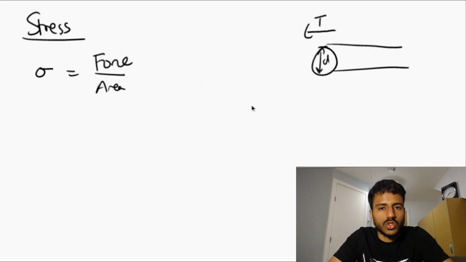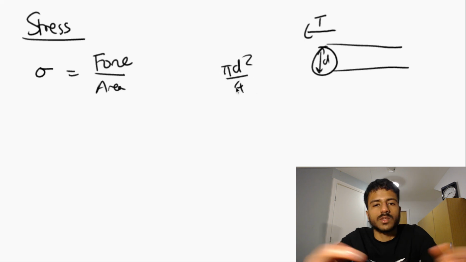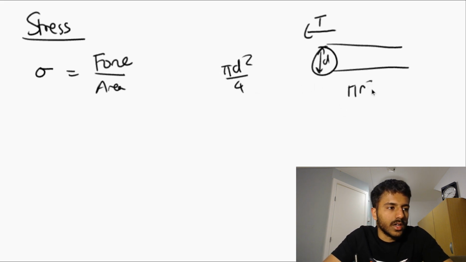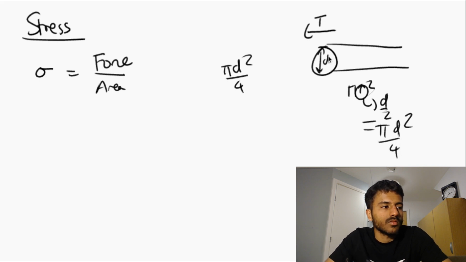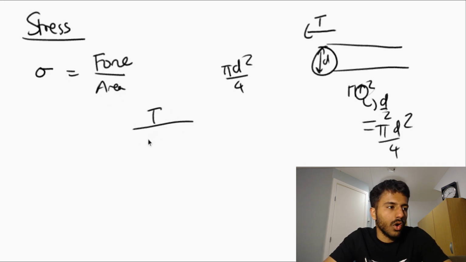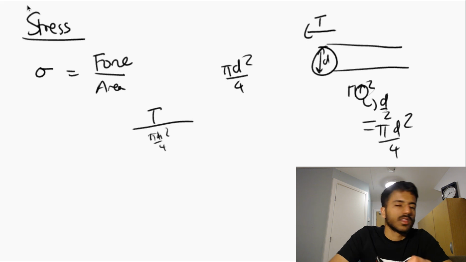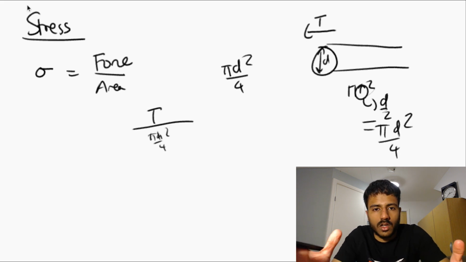Well, then the force over the area, well, the area is pi d squared over 4. This is because the area of a circle is pi r squared, and r is equal to d over 2, so that's equal to pi d squared over 4. So your sigma value or your stress value is going to be T over pi d squared over 4. That's just an example for a circular cross section.